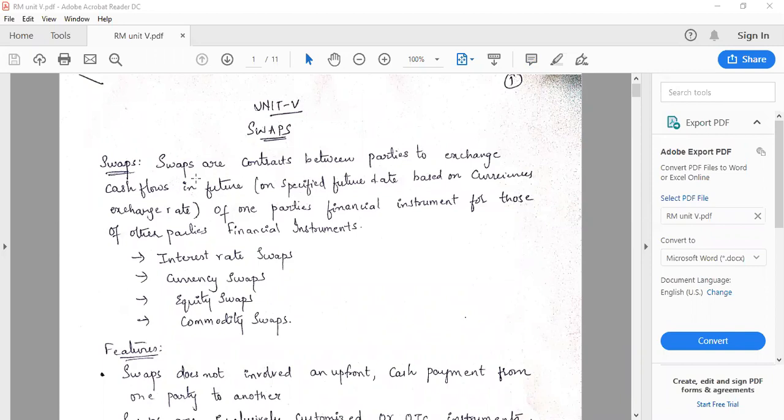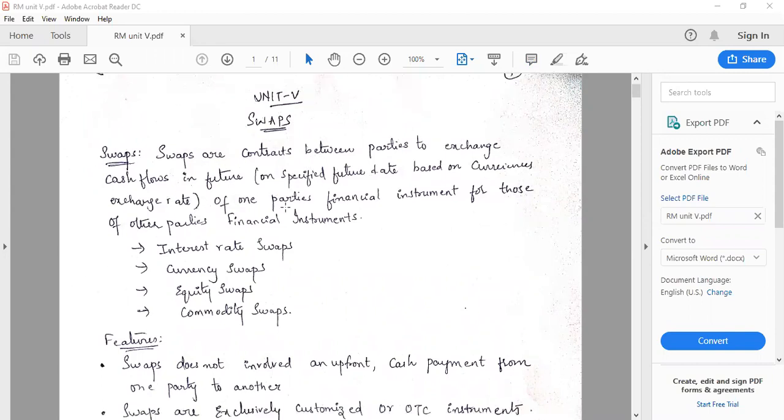So in short, swaps are contracts between the parties to exchange cash flows in future, on a specified future date, based on the currency exchange rate. Financial instruments will be exchanged for financial instruments. Swaps are contracts between two parties to exchange cash flows in future, same as in the case of forwards, futures or options, on a specified future date, but based on the currency exchange rate.